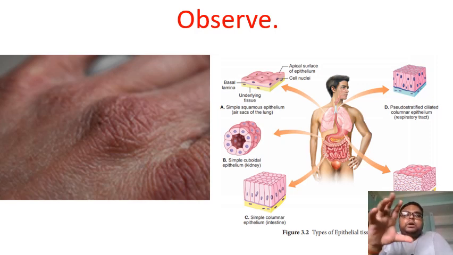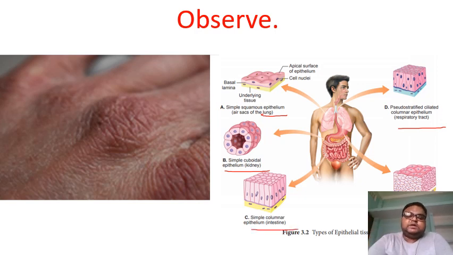So all the body coverings in our body are made from the epithelium. It is present in every part, like you can see in the air sacs of the lung. There is presence of epithelial tissues. Then in the respiratory tract also, then in the kidney also, then in the intestines also, right? So these epithelial tissues are present in all the parts of our body, right?